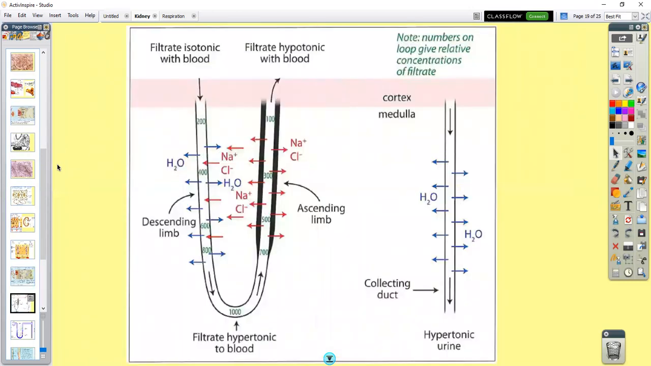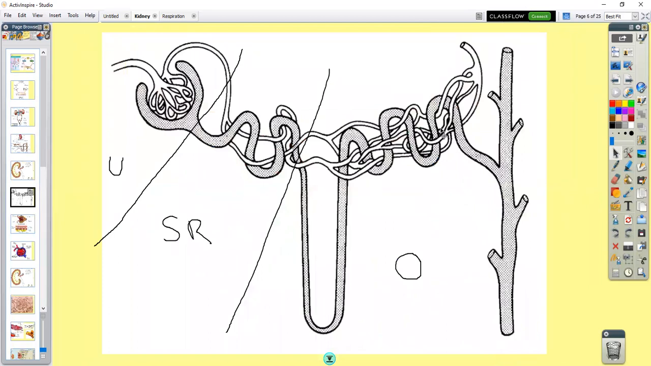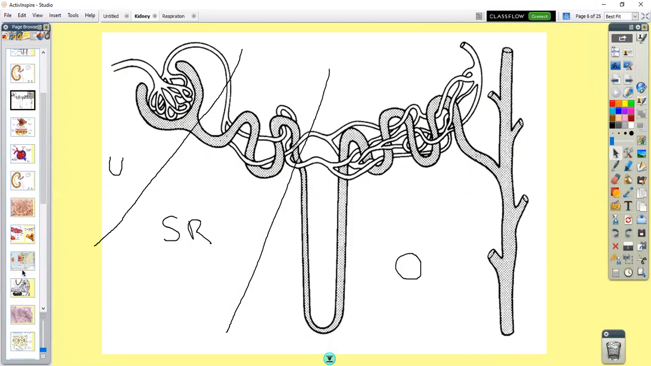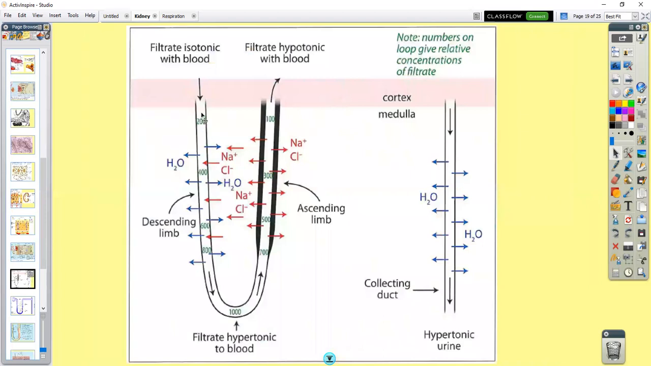Okay, the next bit of this is looking at the loop of Henle. As we said at the very start, the loop of Henle, distal convoluted tubule and collecting duct are really to do with osmoregulation. That's to do with keeping the concentration of water within the blood the same. The descending limb of the loop of Henle is permeable to water. The ascending limb of the loop of Henle is impermeable to water, but it does allow certain ions to pass through the walls.